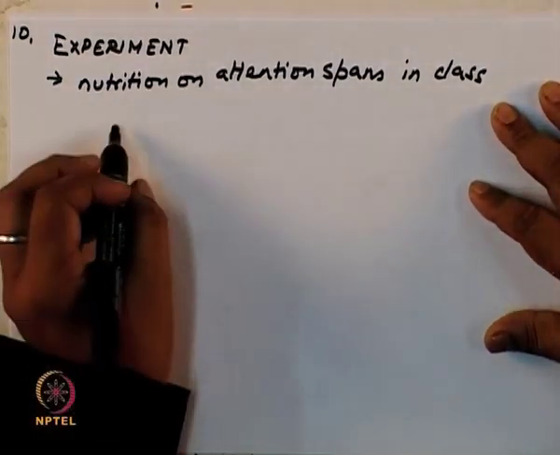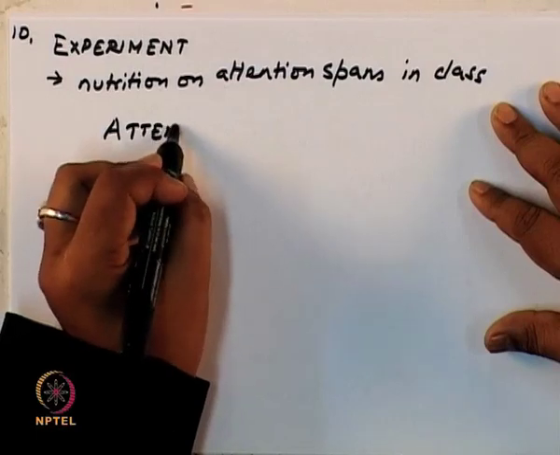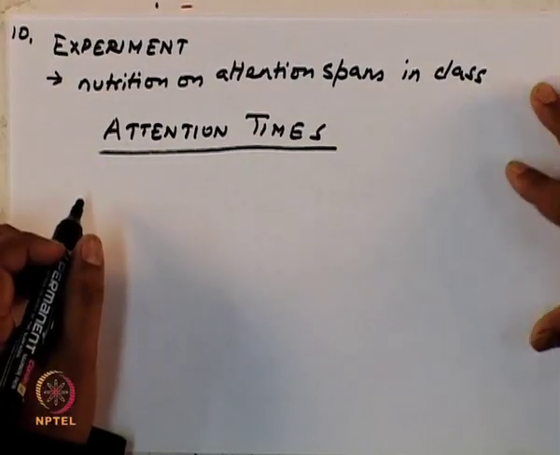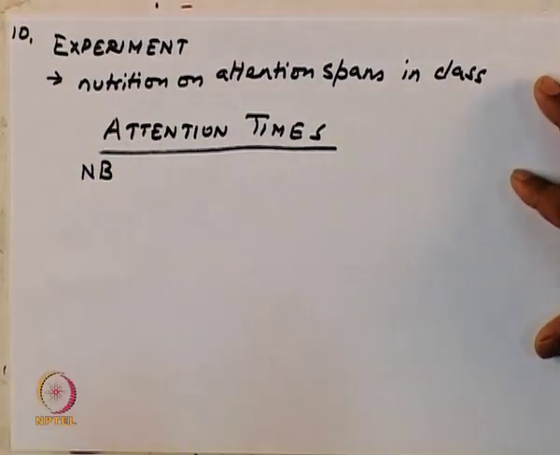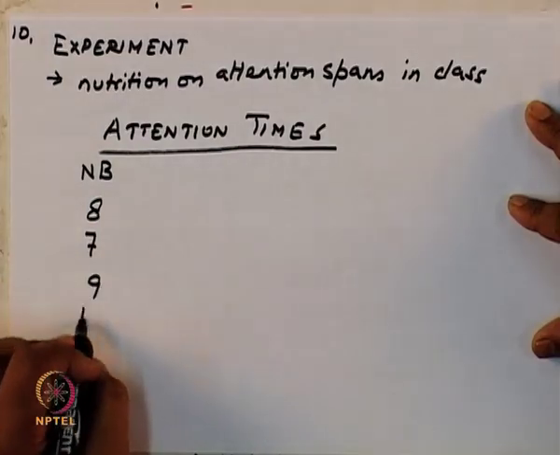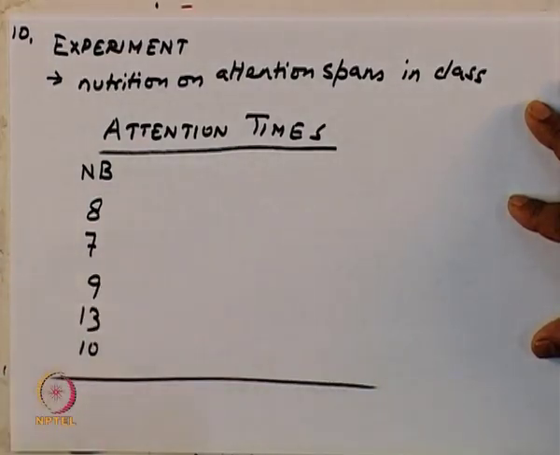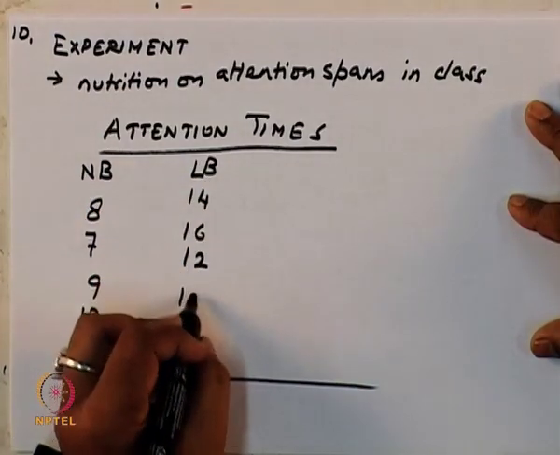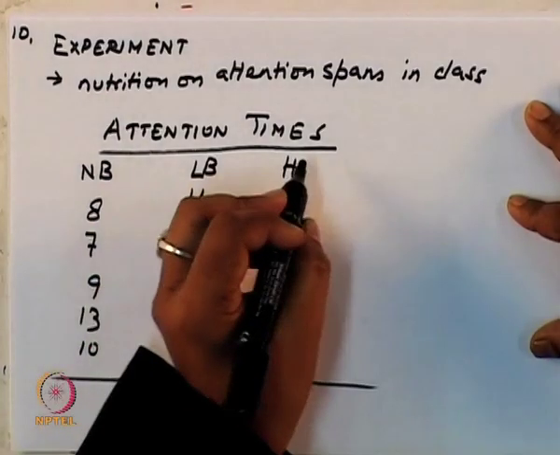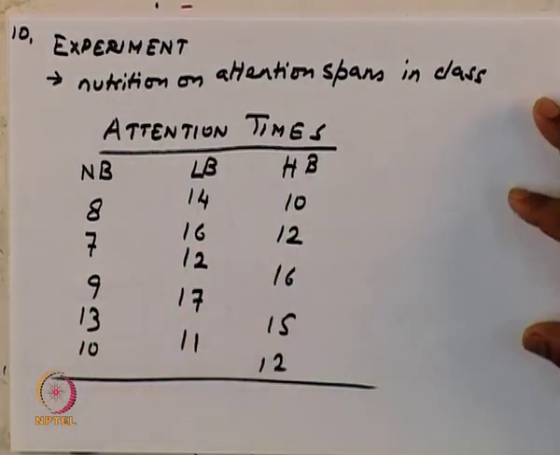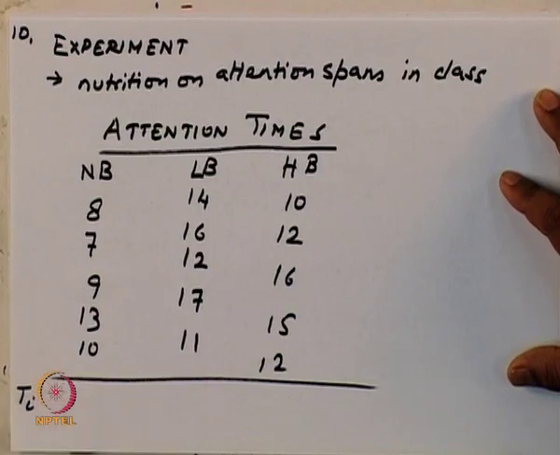So, I have a plot of attention times, and I have three categories, let us say three treatments. Students who did not have any breakfast, so no breakfast, the values are listed here, who had light breakfast, and who had heavy breakfast. For each of these cases I can calculate Ti, which is the total of sample i.